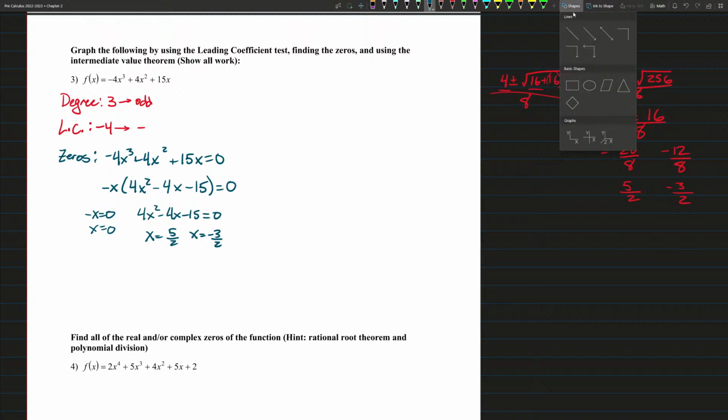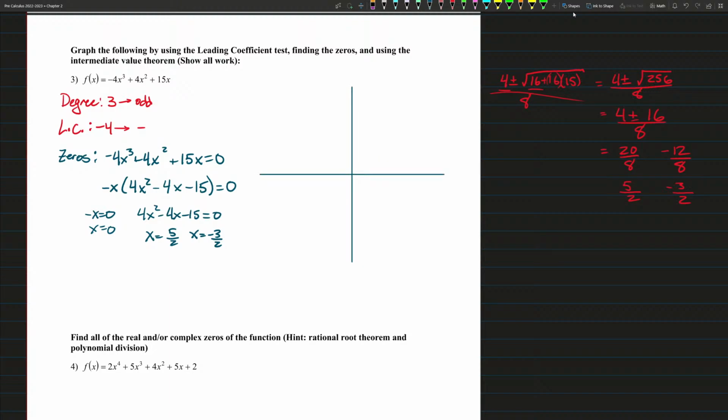Okay, now what we need to do is we need to start to graph it. I'm leaving this open for you. I didn't want to give you kind of a set graph because some people get more confused with it, so I just left it up to you.